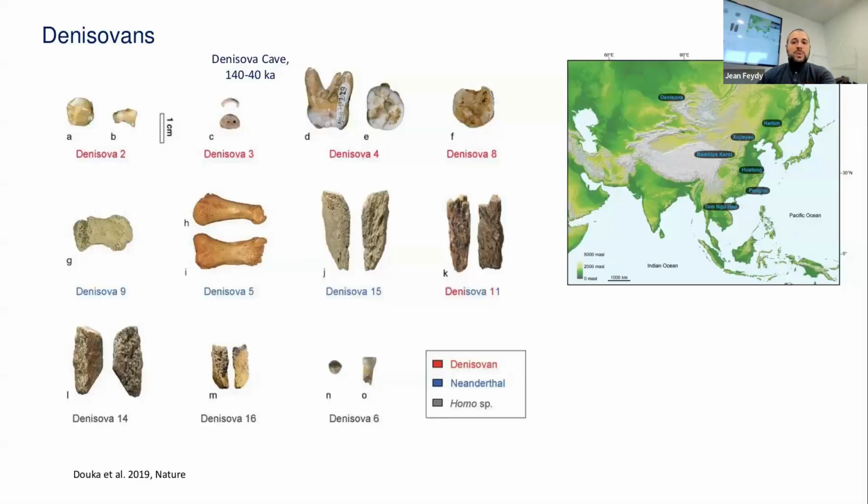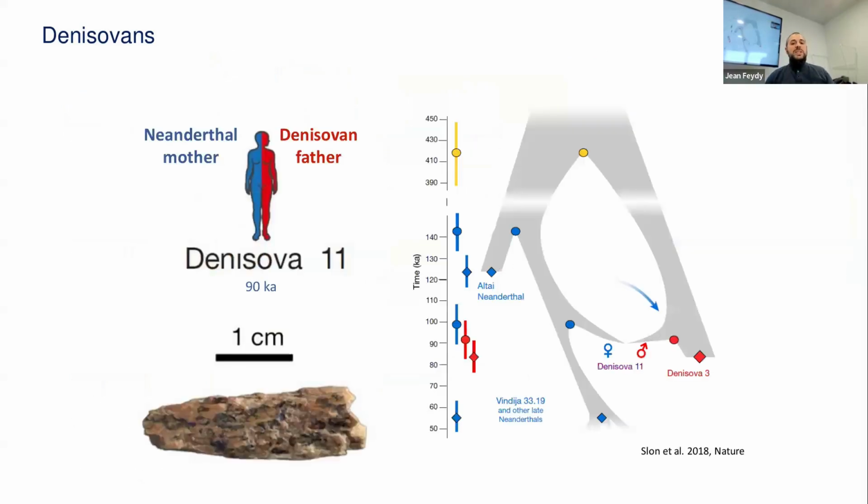And you remember this one, Denisova 11, which is half red, half blue. So the geneticists were able to sample this small piece of bone. It's just 2 centimeters. Morphologically, you cannot say even if it's human or not. But thanks to phylogenetics, they were able to say that it belonged to a human and probably a first generation hybrid between a Neanderthal mother and a Denisovan father.